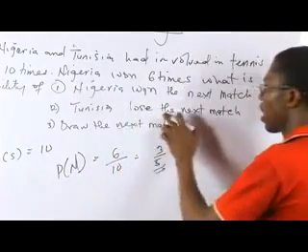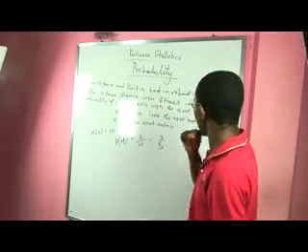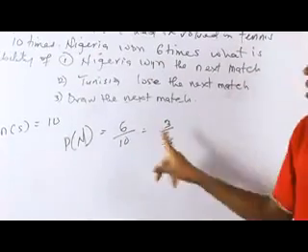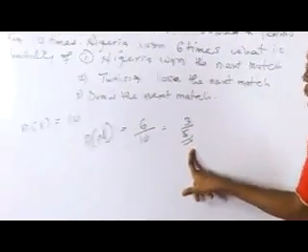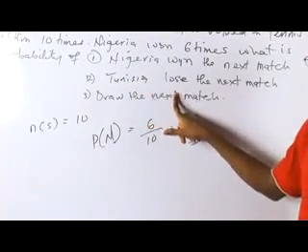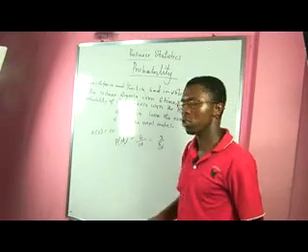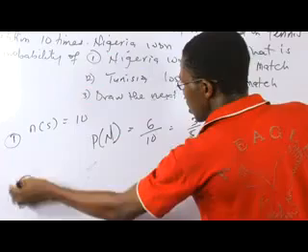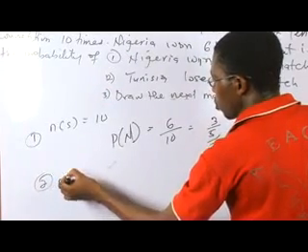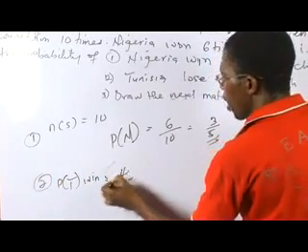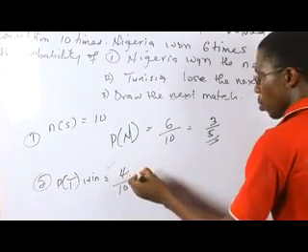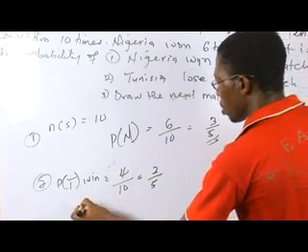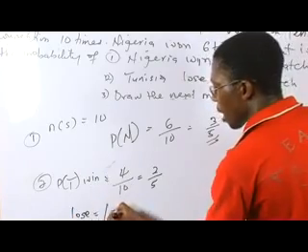Now, the probability of Tunisia losing. There are 2 ways to do this. This is the probability of Nigeria winning. The other side of this will be the probability of Tunisia losing. Or you can decide to find the probability of Tunisia winning and then find the opposite of it, which means Tunisia losing. To find the second one, the probability of Tunisia winning is 4 out of 10, which is 2 over 5. If they are not winning, they are losing. So the probability of losing will be 1 minus 2 over 5.